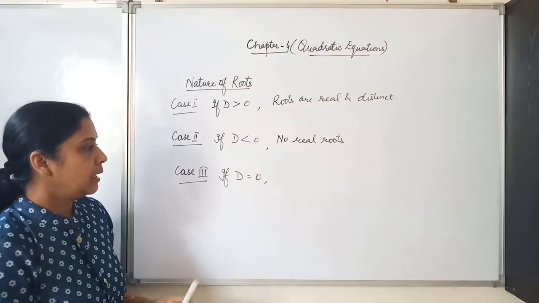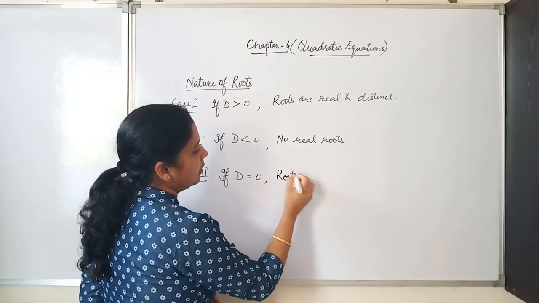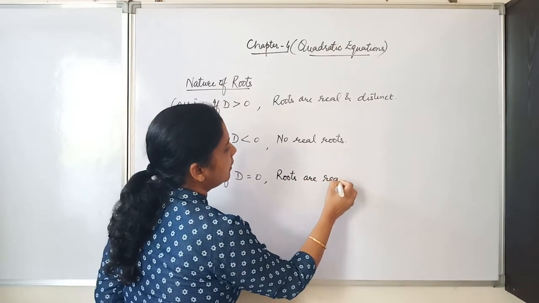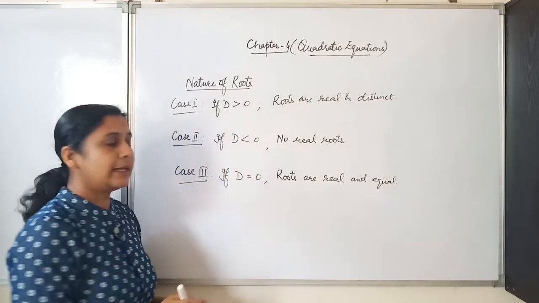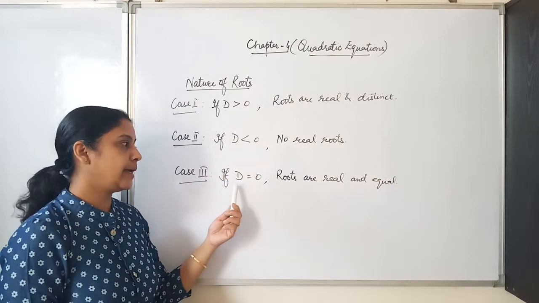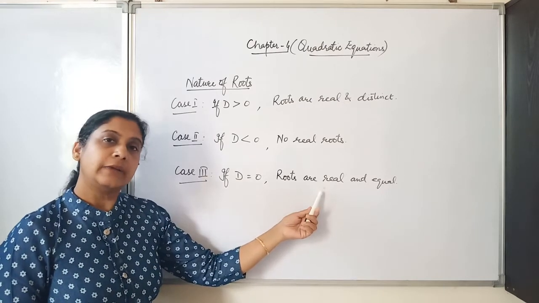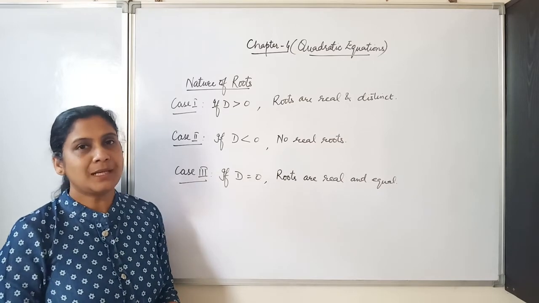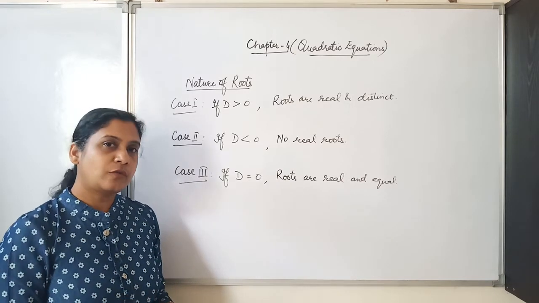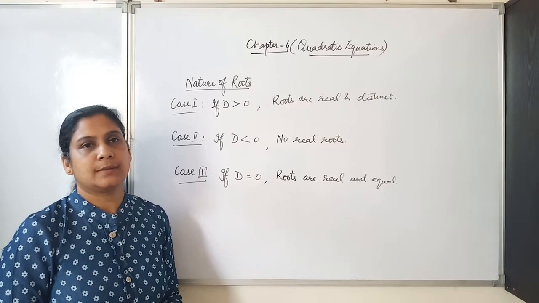Case 3: if D is equal to 0, roots are real and equal. So if in any question you find your discriminant and it comes out to be 0, you can say roots are real and will come out to be equal. It is a case of a repeated root. Repeated root means equal roots. So for solving the roots, you can use the quadratic formula as we have done in the questions.